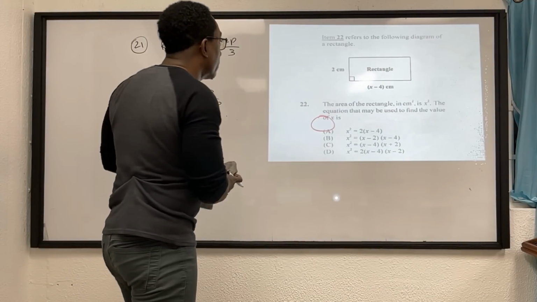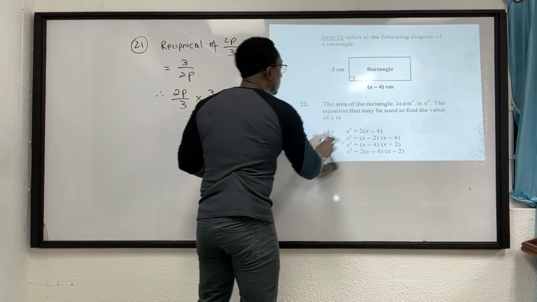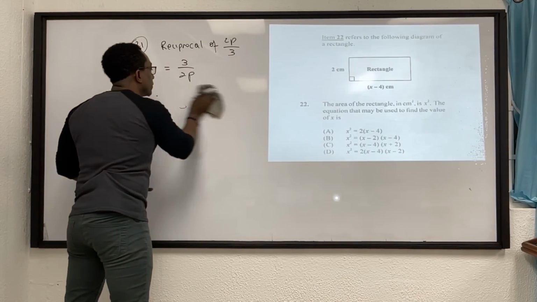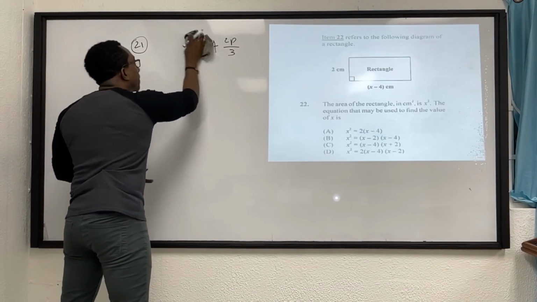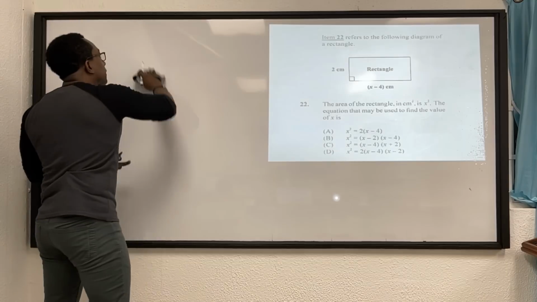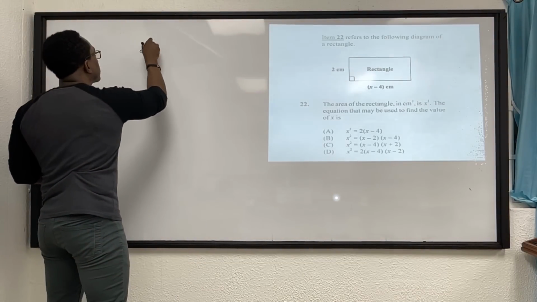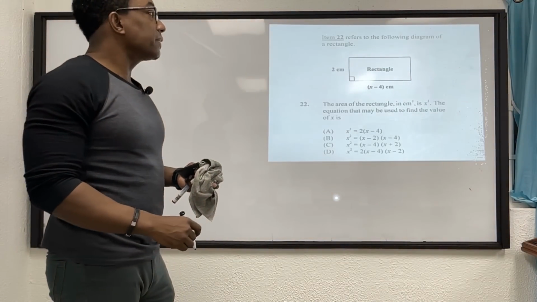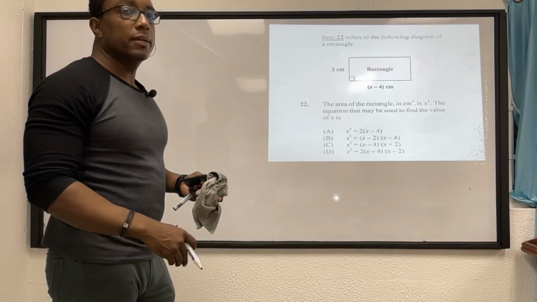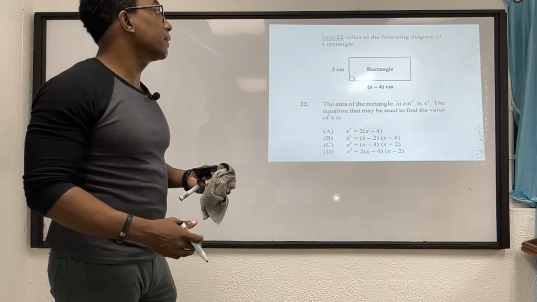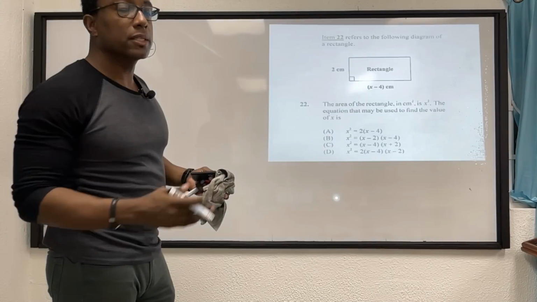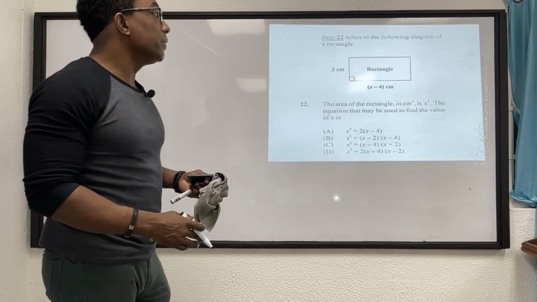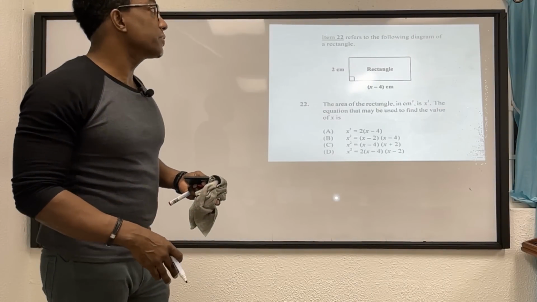So let's look at question 22. The area of a rectangle in cm squared is x squared. So they gave us that rectangle. We have the information. The length is x minus 4. The width is 2 centimeters. The equation that may be used to find the value of x is.